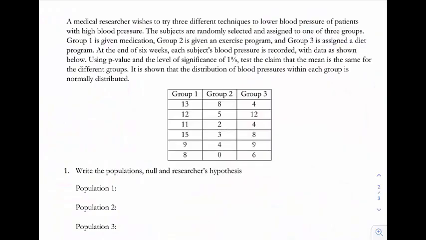All right, folks, we're in section 13.2, one-way ANOVA. In this sequence of problems, this is problem number 2, dealing with blood pressure. Let's go ahead and read this.